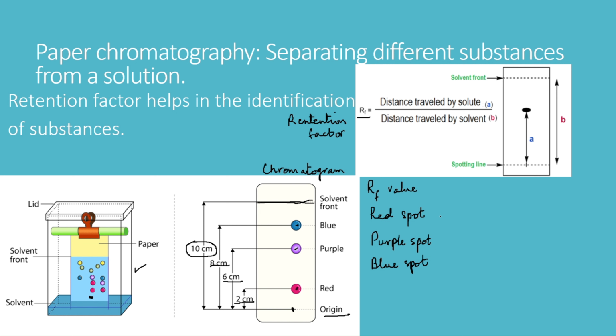The distance traveled by the red ink is 2 centimeter, so it will be 2 centimeter divided by distance traveled by the solvent. How much is it? It is 10 centimeters. So your answer would be 0.2, and remember, no units since it's a ratio of two distances. Purple spot, it would be 6 centimeters divided by 10. Answer would be 0.6. And for the blue spot, it would be 8 divided by 10, so 0.8. So that is how we calculate the RF value for different components.